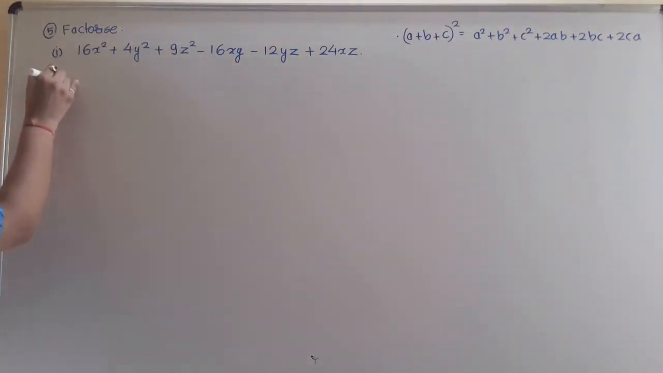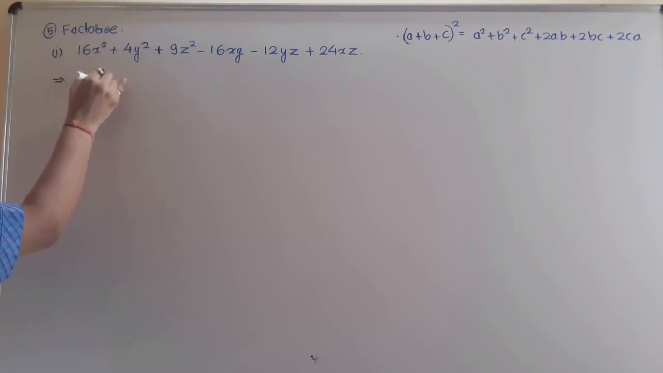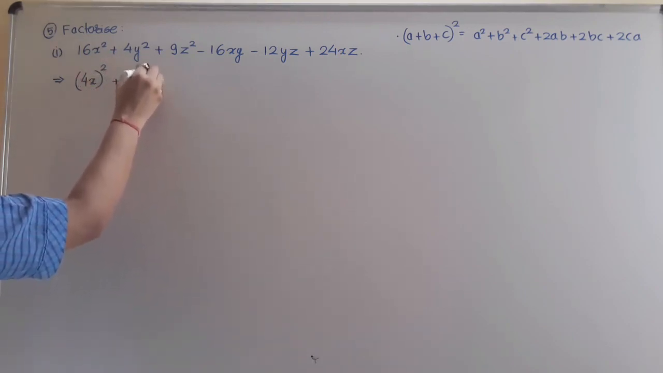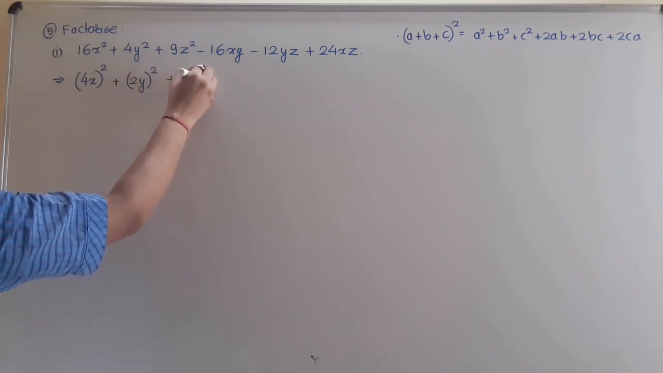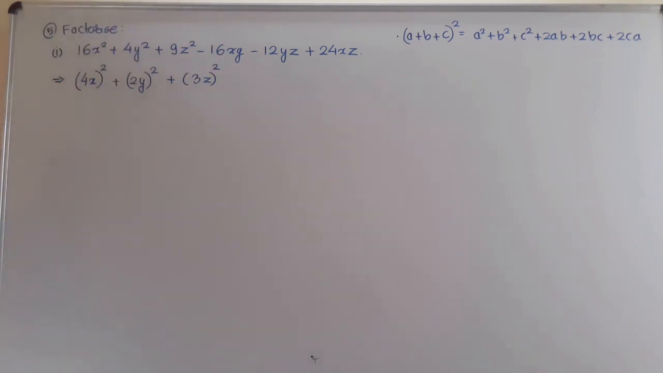First of all, see 16x square. 16 I can write down as 4 square, and combined I can write down as (4x) whole power 2. Because if you square again it will be 16x square only. Similarly 4y square, that I can write down as (2y) whole power 2, and 9z square I can write down as (3z) whole power 2. Because see, square of 3 will be 9 and square of z will be z square. So again the same term you are getting.